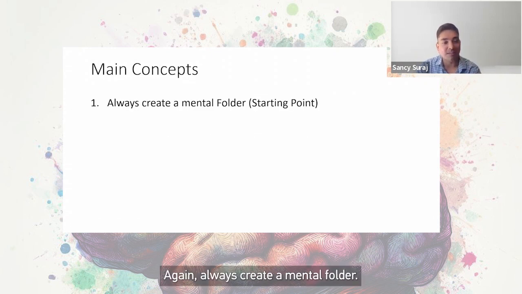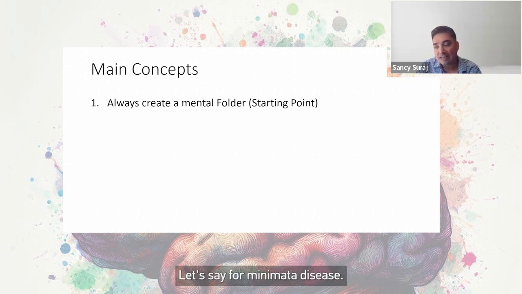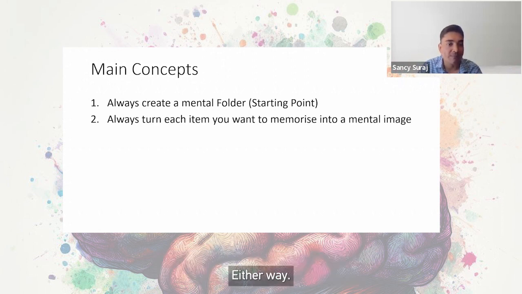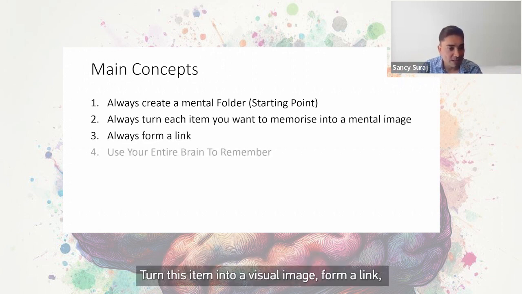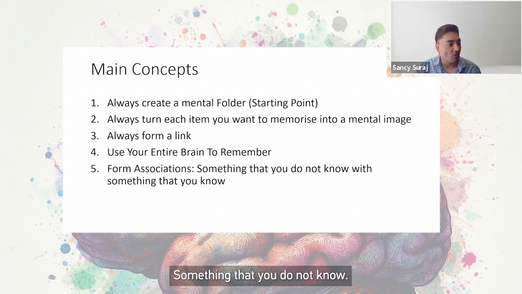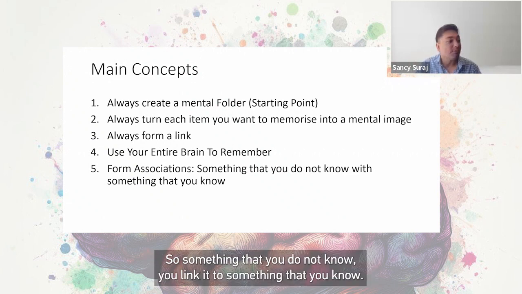Main concept. Again, always create a mental folder. In this case, can anyone guess what the mental folder was? Let's say for Minamata disease, it can be Minnie, which is Minnie Mouse, or it can be the definition as well. Either way. Turn each item into a visual image, form a link, use your entire brain to remember, form associations. Something that you do not know: I do not know what Minamata disease is, but I know what Minnie Mouse is. So something that you do not know, you link it to something that you know.